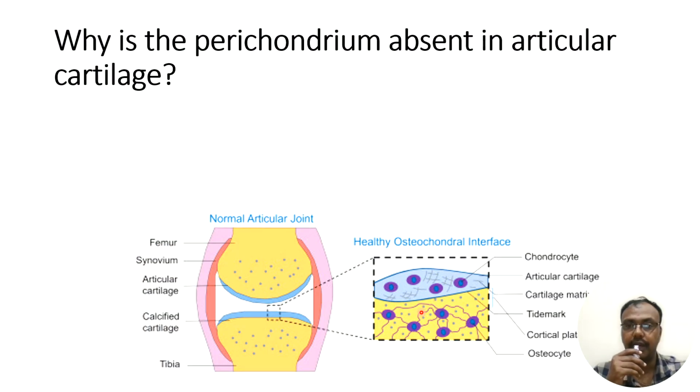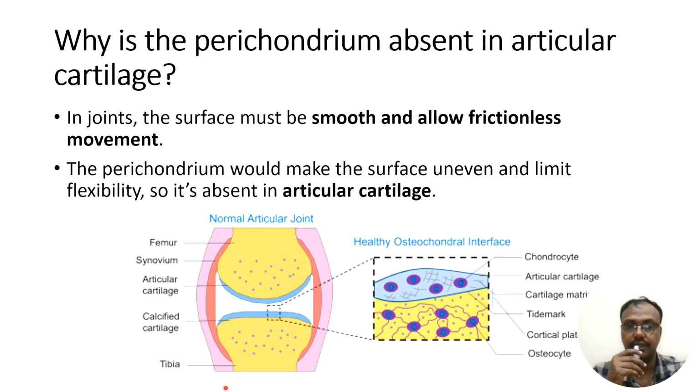Why is perichondrium absent in articular cartilage? In joints, the surface must be smooth and allow frictionless movement. Perichondrium would make the surface uneven and limit flexibility. So it's absent in articular cartilage. This is the articular cartilage, which is present at the end of the bones.